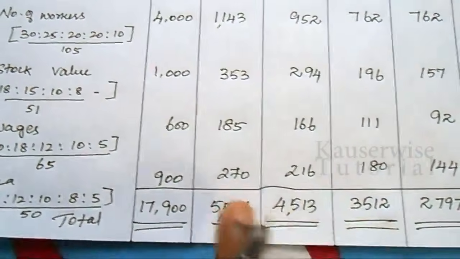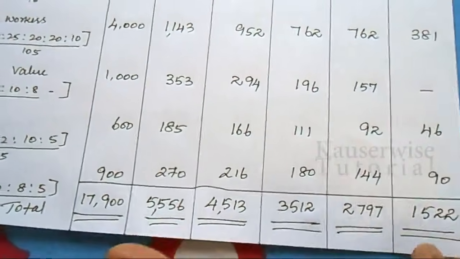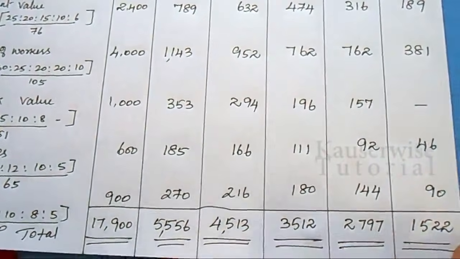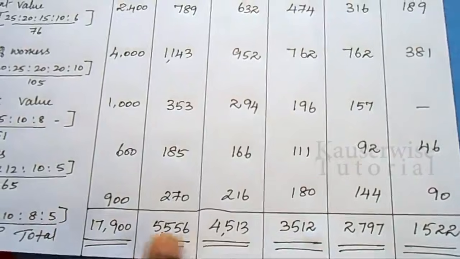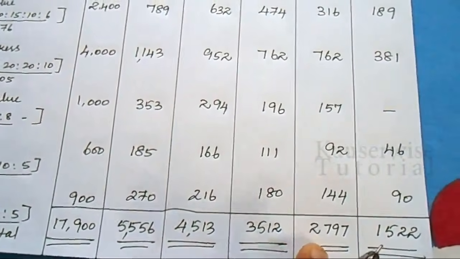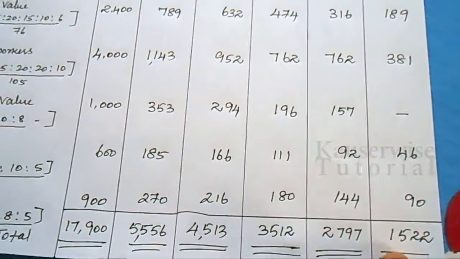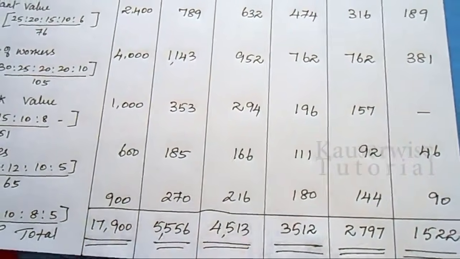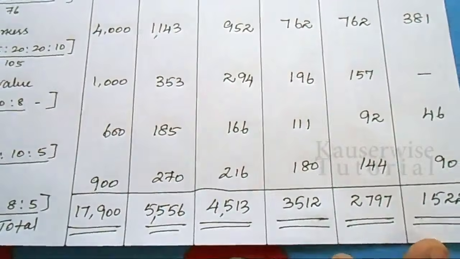After finding the total for each department separately, once again you can cross-check with this total value. Just find the total for the 5 departments: 5,556 plus 4,513 plus 3,512 plus 2,797 plus 1,522. What is the total? 17,900. So it is equal. I hope you could understand this concept clearly.